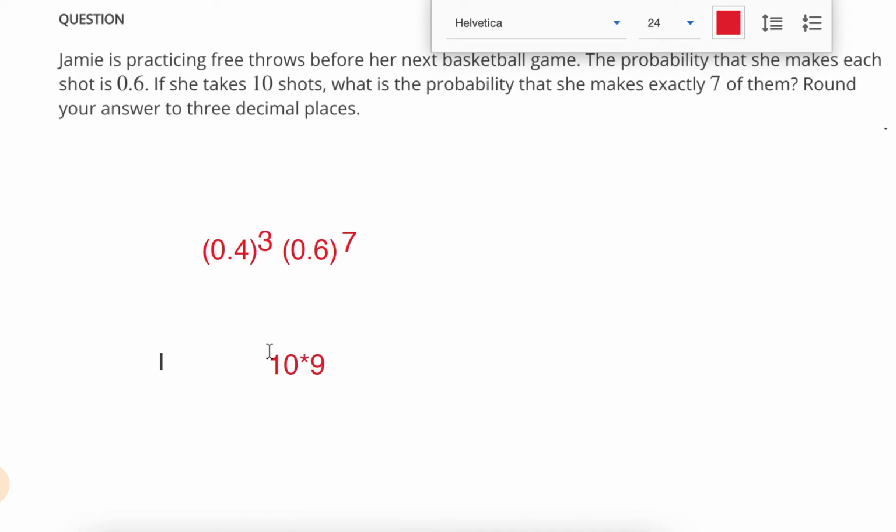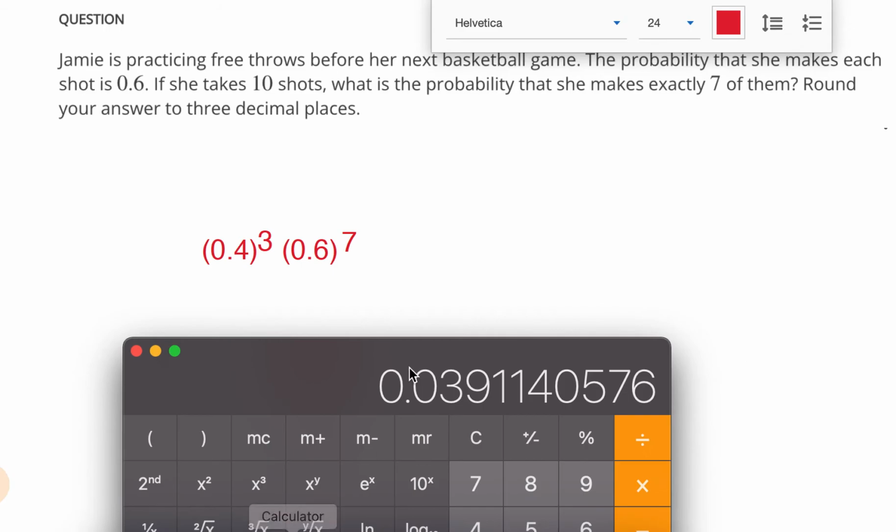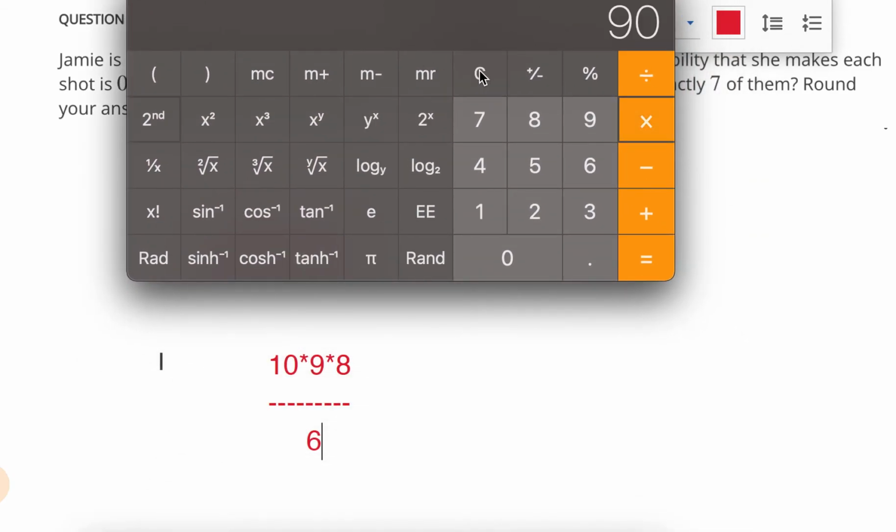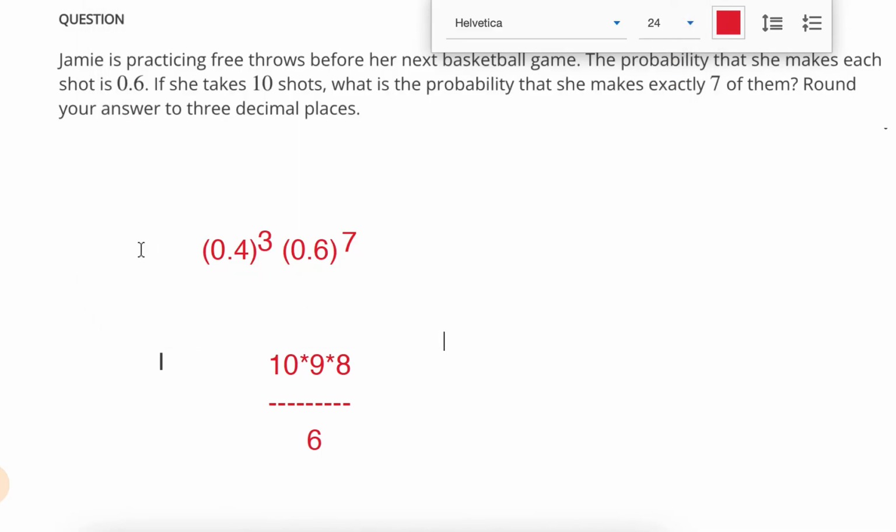10 times 9 times 8 in the top, and on the bottom we had 3 factorial. 3 factorial just means 3 times 2 times 1, so on the bottom we got a 6. Okay, so we can do that: 10 times 9 times 8 divided by 6. That makes 120 out front here. So that's what we need to calculate.